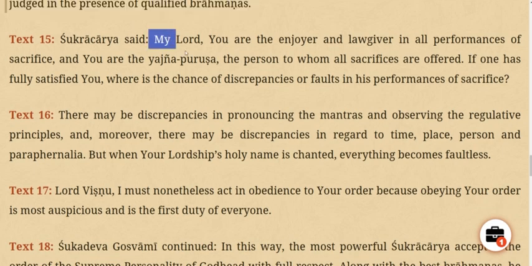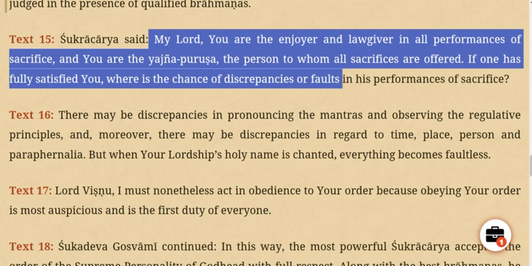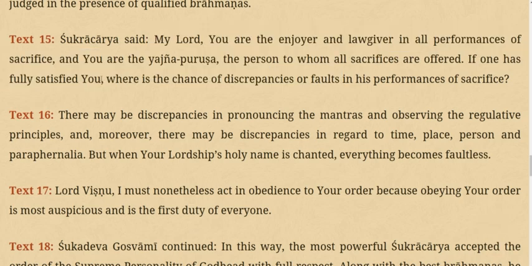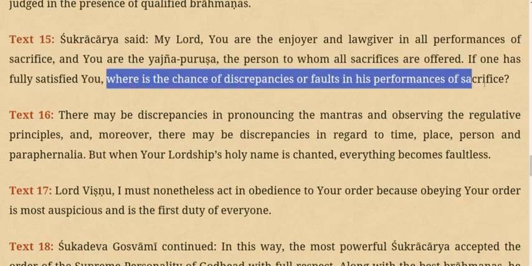Shukracharya. My lord, you are the enjoyer, the lawgiver in all performances of sacrifice. So he knew who is Vishnu. You are Yajna Purusha. All this yajna is done for you only. The person to whom all sacrifice is offered. If one has fully satisfied you, where is the chance of discrepancy or fault in his performance of sacrifice? Bali Maharaj fully satisfied Vamandev. He said, if he has fully satisfied you, there is no fault.